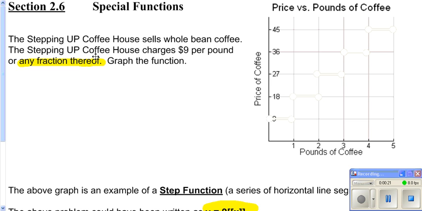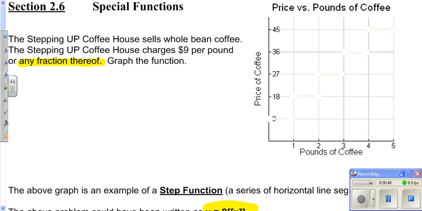In other words, if it was a half a pound, they'd charge $9. If it was 3/4 of a pound, they'd charge $9. If it was 9/10 of a pound, they'd charge $9. Even if it was 1/10 of a pound, they'd charge $9. If it was 1 pound, they'd charge $9. However, if they got to 1.1 pounds, they would then round that up to 2 and then it would be $18.